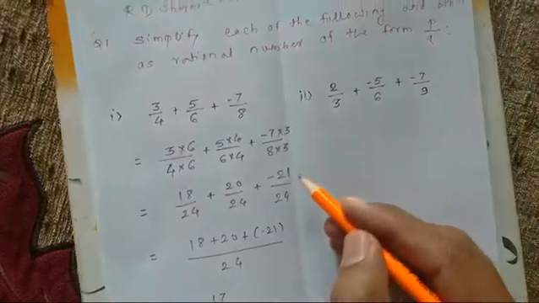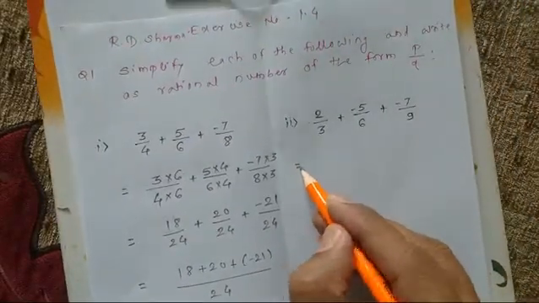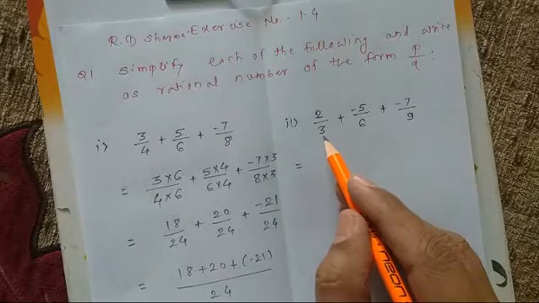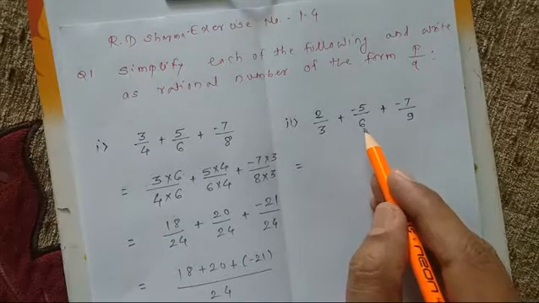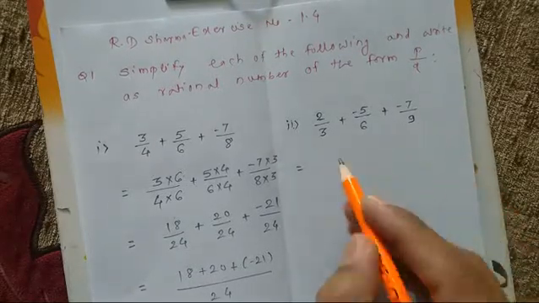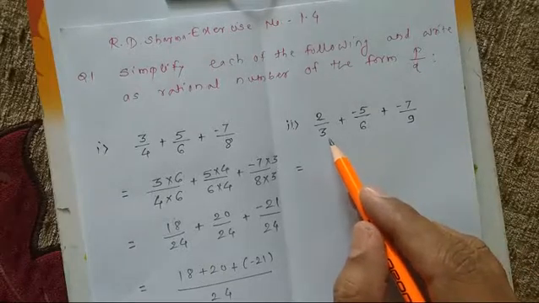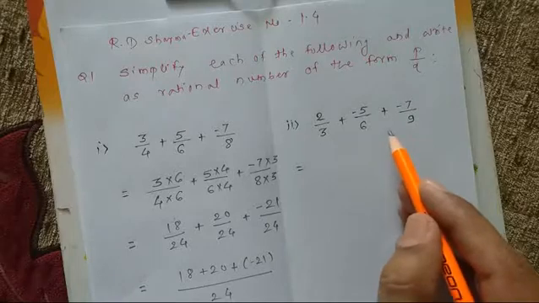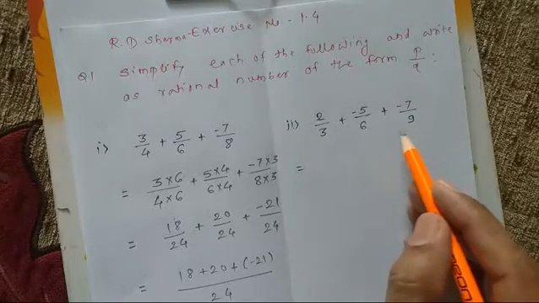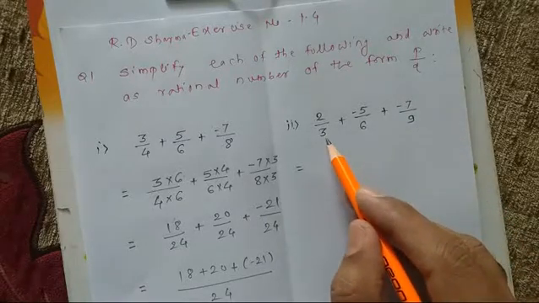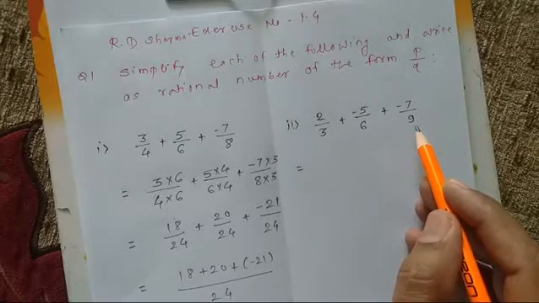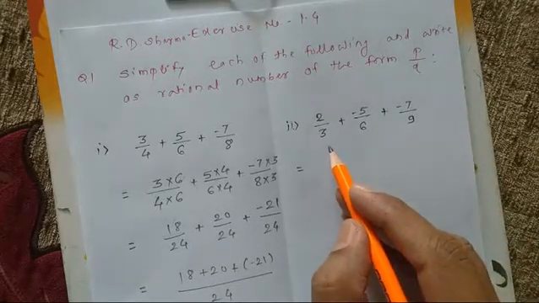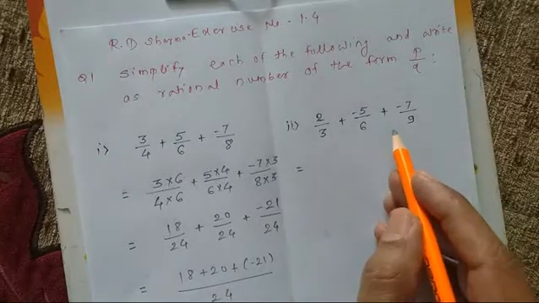Now in second question, we had to add 2 upon 3 plus minus 5 upon 6 plus minus 7 upon 9. Here also denominators are not same, so we can find their equivalent rational numbers having same denominator. For this reason we have to find their LCM, and the LCM of 3, 6 and 9 is 18. So let's convert their denominator to 18.